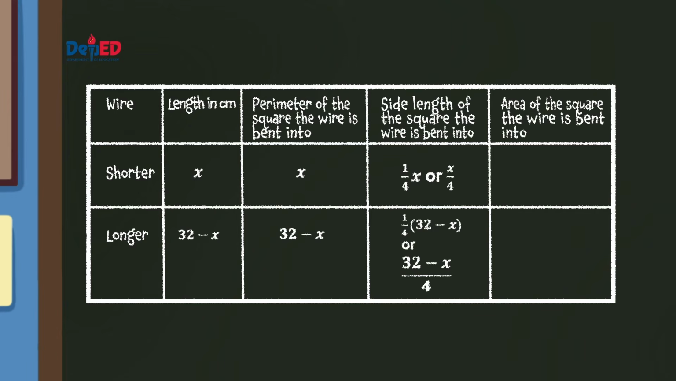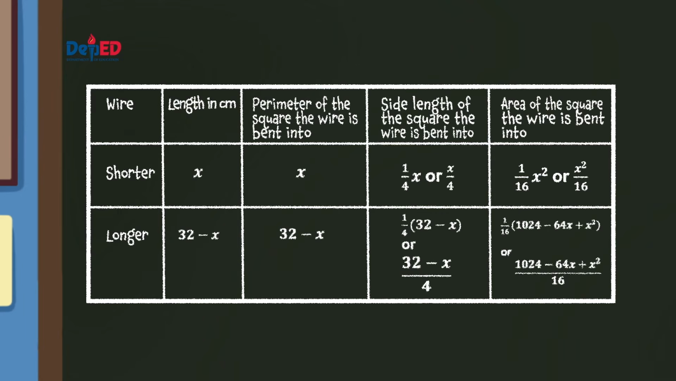Area of a square is obtained by multiplying its side length by itself, or simply squaring the side length. For the shorter piece, the area of the square it is bent into must be equal to 1/16 of x squared, or x squared over 16. For the longer piece, the area of the square it is bent into must be equal to 1/16 of the trinomial 1024 minus 64x plus x squared, or 1024 minus 64x plus x squared all over 16.